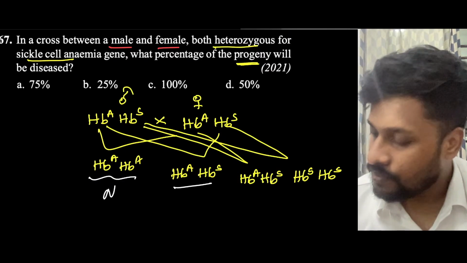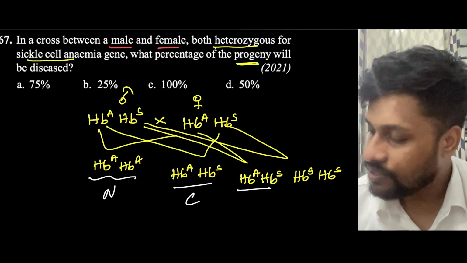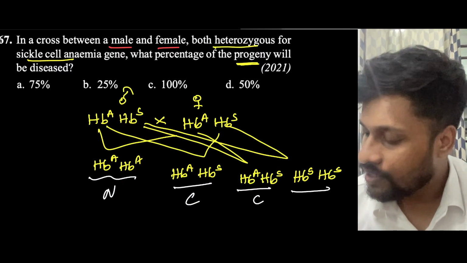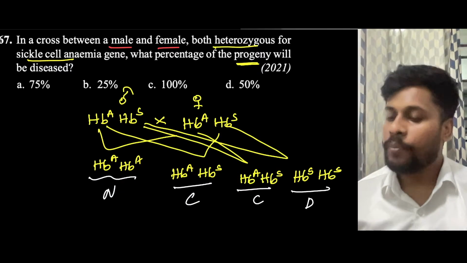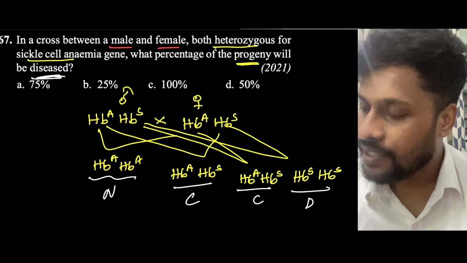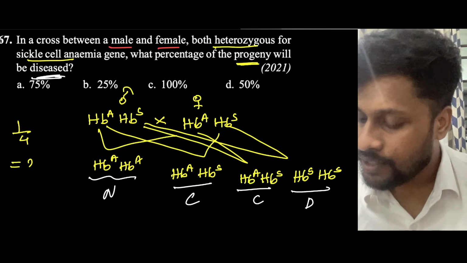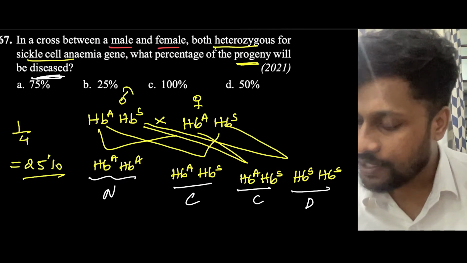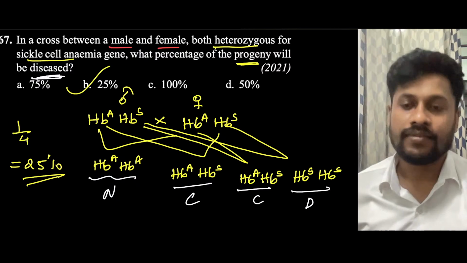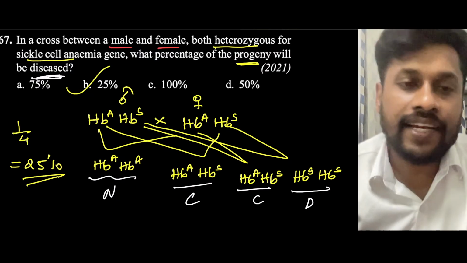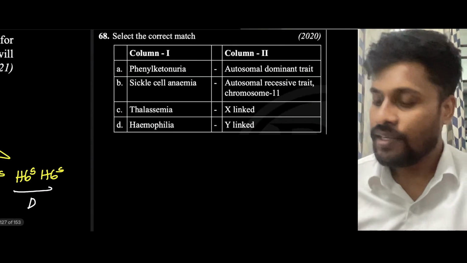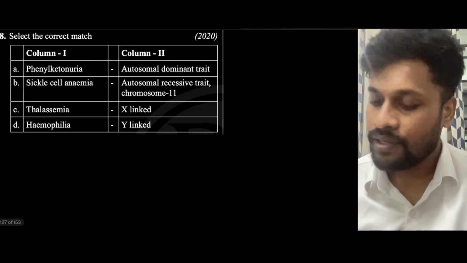So, this will be normal. This is carrier, and this is diseased. So how many will be diseased here? Diseased means what? Probability is 1 by 4, which means 25%. Option B. Yes, all are answering. Very nice case. Super. Let's do the next question.